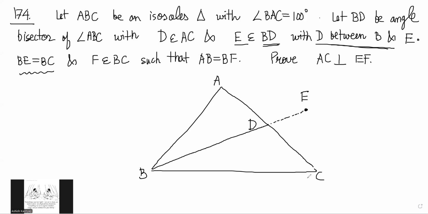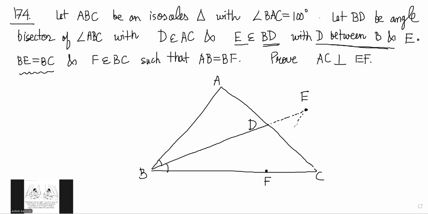Okay. And F belongs to BC such that AB is equal to BF. So with AB, from here, an arc, F is somewhere here. Is everyone understanding what I have drawn so far? Yes, sir. We have to prove that AC is perpendicular to EF.